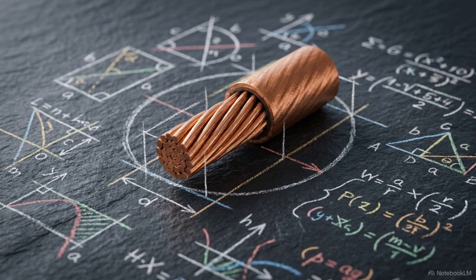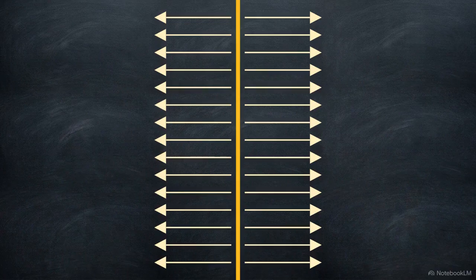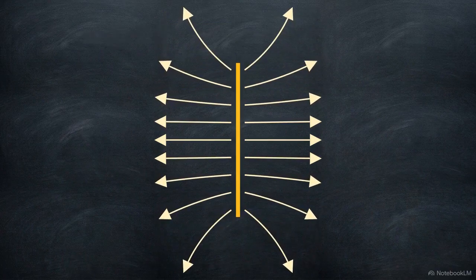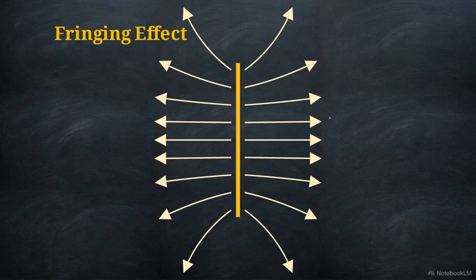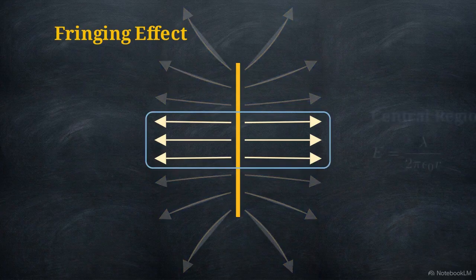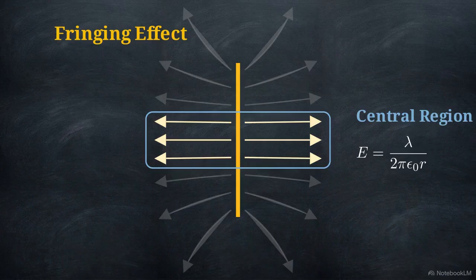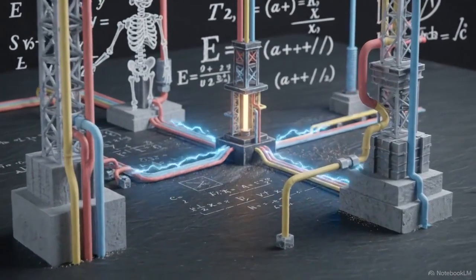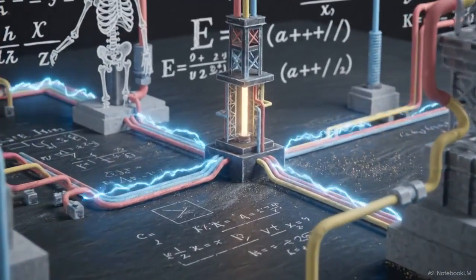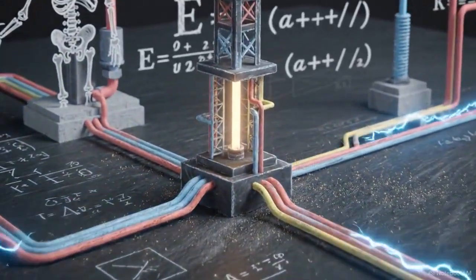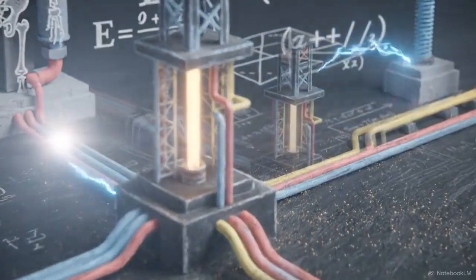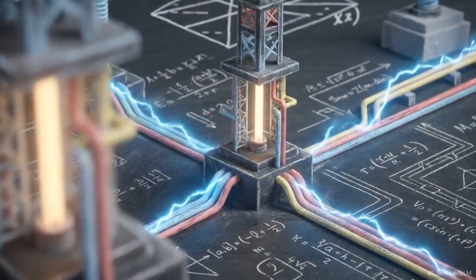In reality, infinitely long wires do not exist. For a finite rod, the perfect symmetry we assumed breaks at the ends. This warping at the edges is called the fringing effect. The formula we derived remains accurate as long as your measurements are taken in the central region of a long wire. These symmetrical mathematical models provide the necessary foundation for understanding the behavior of fields in more complex real-world systems.